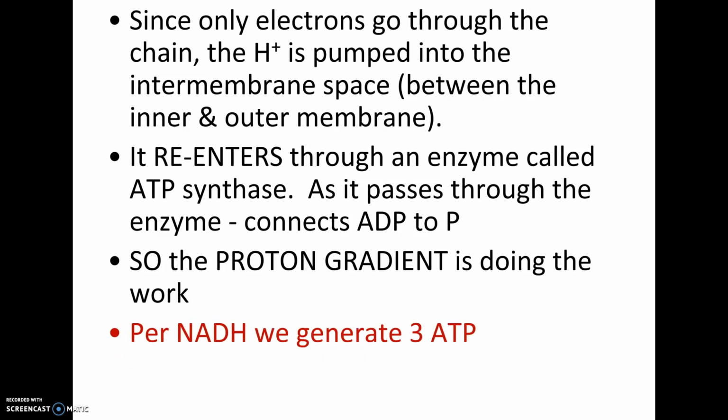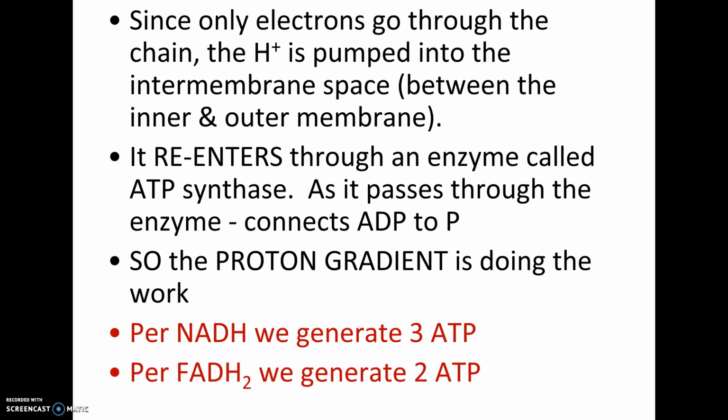Also, for every NADH, and this is where the numbers do come in, for every NADH that enters the electron transport chain, 3 ATP can be generated. And for every FADH2 that enters the electron transport chain, 2 ATP can be generated. Some people find that confusing because they think, oh, but shouldn't it generate more because it has more hydrogens? But it doesn't have to do with how many hydrogens it has.